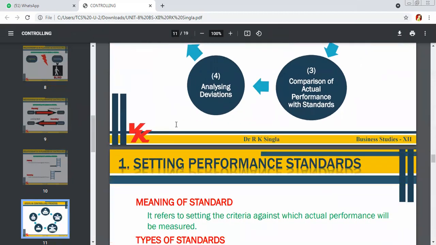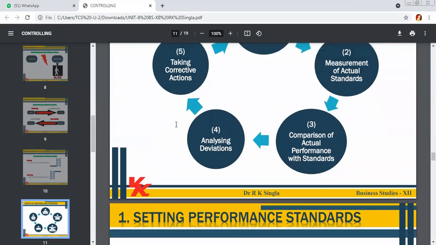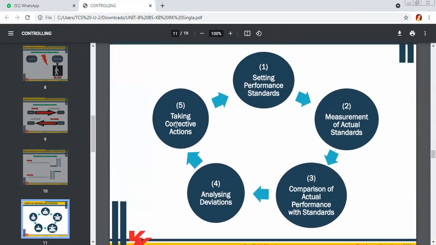Setting up the standard performance and all, the explanation we will do later, tomorrow. You have to do your topics up to this. If anybody has any doubt in this, please ask. Feel free to have your query.